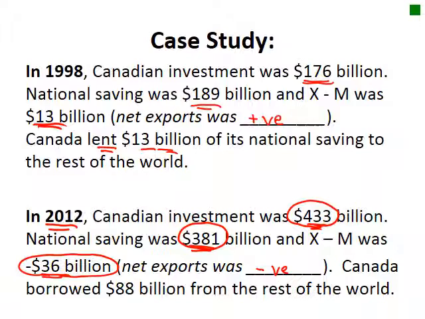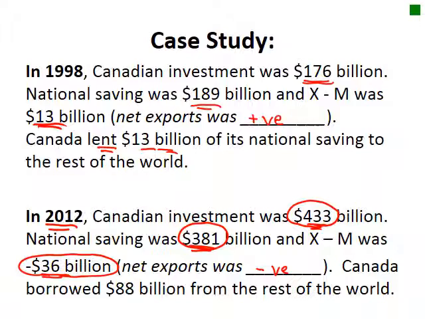So let's fast forward to 2012, and this is now part of the time frame where Canada is importing more than exporting. Canadian investment was $433 billion. National savings was $381 billion. So we did not have enough money from our national savings to pay for Canadian investment, so we're going to have to borrow from the rest of the world. And X minus M, so net exports, was negative $36 billion. So net exports was negative. So Canada had to borrow $88 billion from the rest of the world.